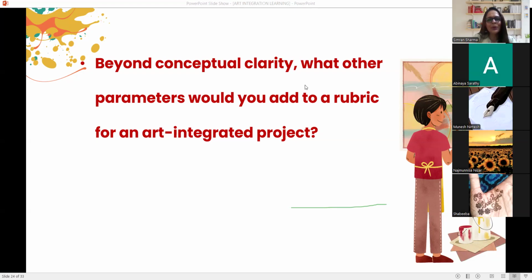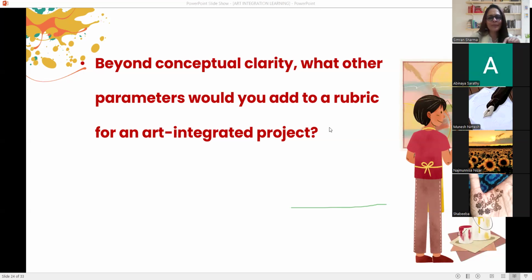Manpreet ma'am, you want to say something? Replacement of rote learning. Absolutely right. Yes, replacement of rote learning. What else? Design. Correct. Designing. Okay. Student engagement. Isn't it? Expression, efforts, collaboration, and very important, yes, child-centric.